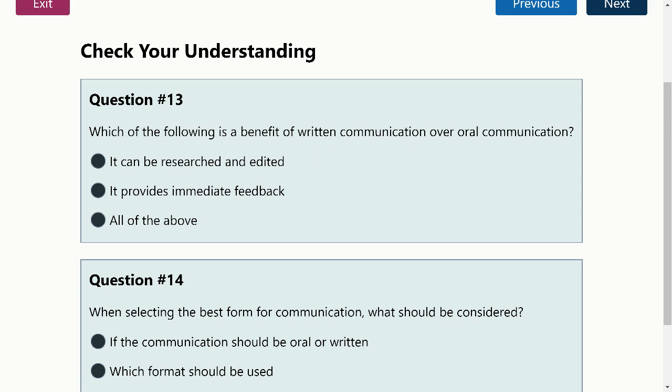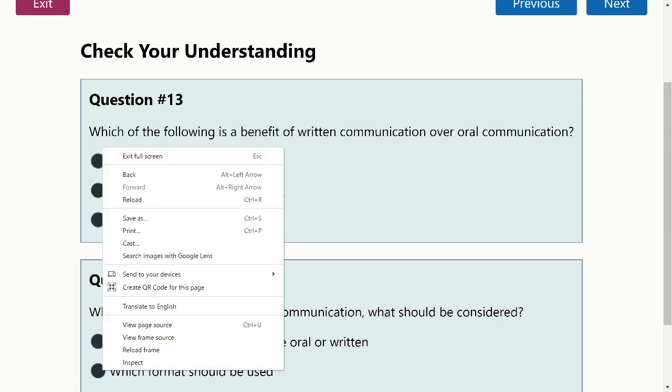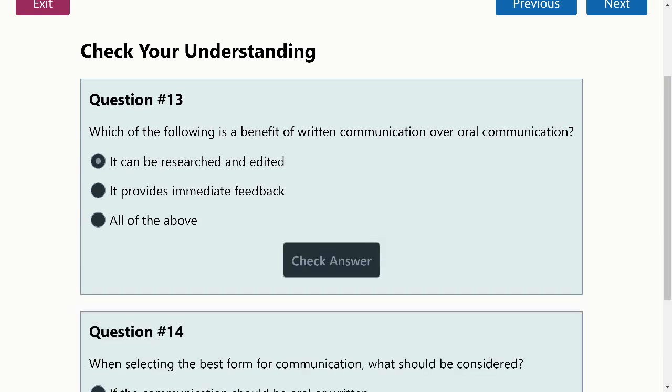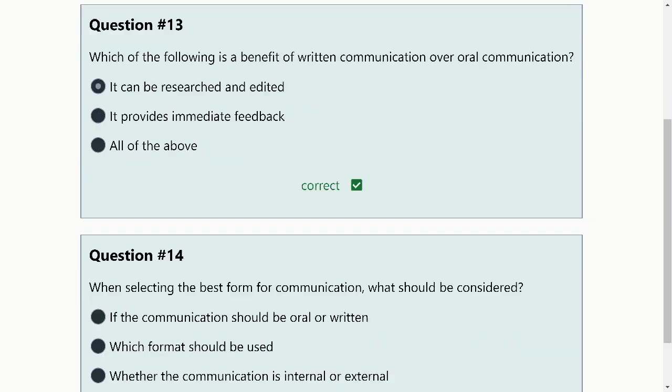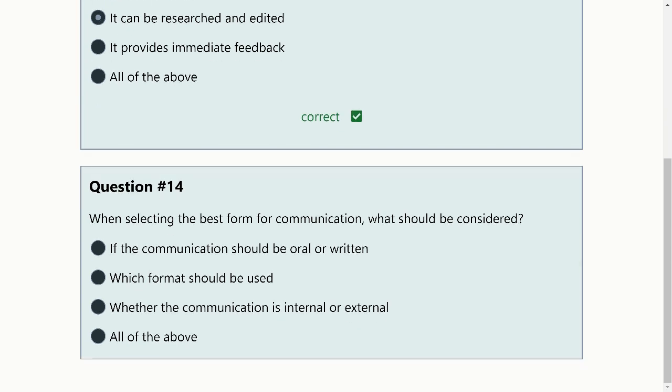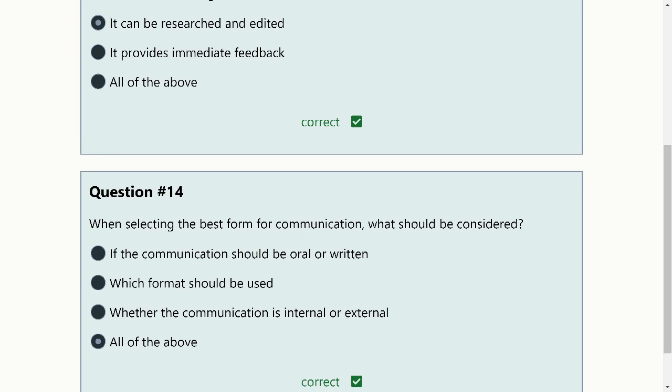Which of the following is a benefit of written communication over oral communication? Right, it can be researched and edited. When selecting the best form for communication, what should be considered? Right, all of them. You should consider if it should be oral or written, what format, and whether the communication is internal or external.